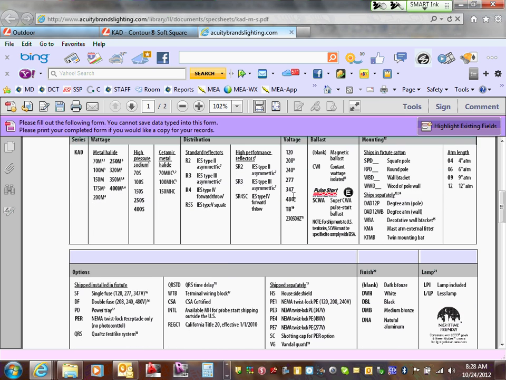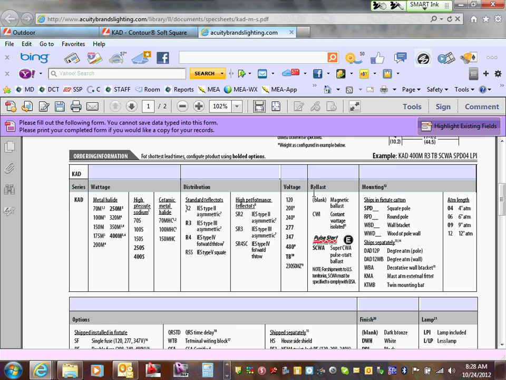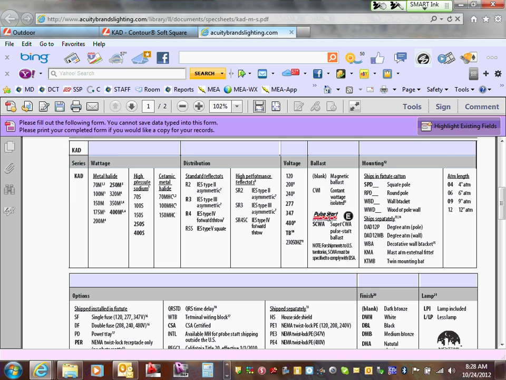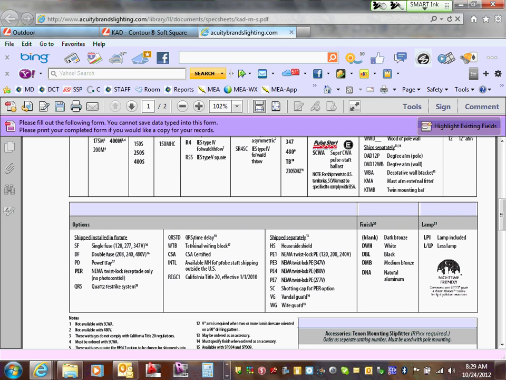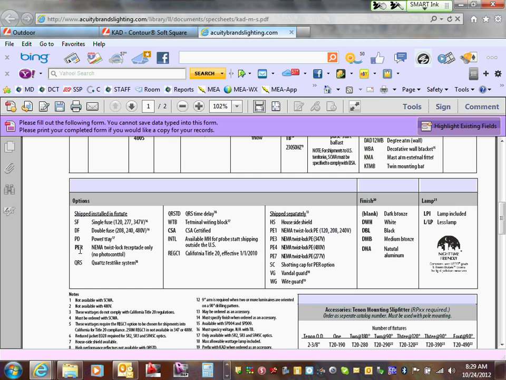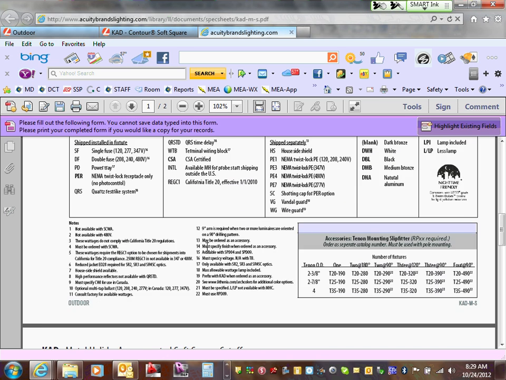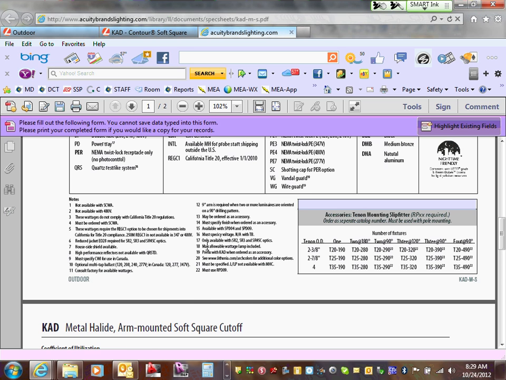Voltages. Can you guys see all the voltages I can burn these at? And then ballast. You have magnetic ballast with these almost always, or pulse start. For efficiency, you need a pulse start on them. And then mounting: single pole, round pole, the mounting that you will use. Arm, the length of the arm, 4 inches and so forth. Options: you can have single fuse or double fuse to fuse the circuits coming to them, and so forth. So this is what I would like you guys to see when you look at that.